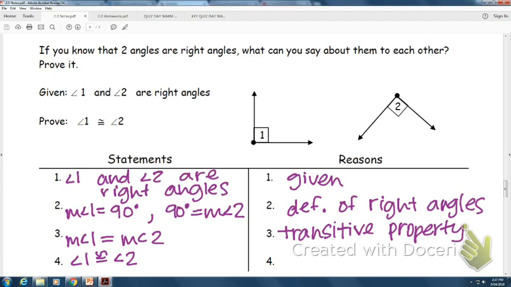So all you would say for number 4 is definition of congruent angles. And you can shorthand things so that you don't have to write so much. Definition of congruent angles. So symbol, symbol, symbol, but make sure I know what your symbols mean. Okay, don't start making your own. So definition of congruent angles.